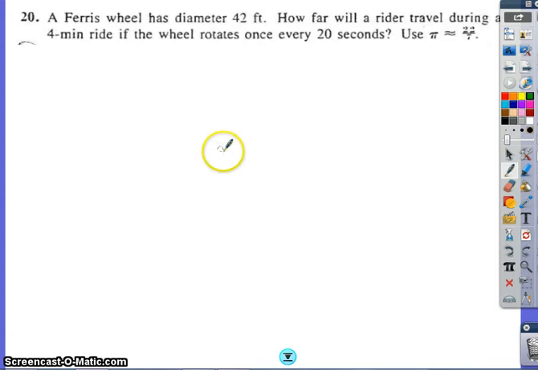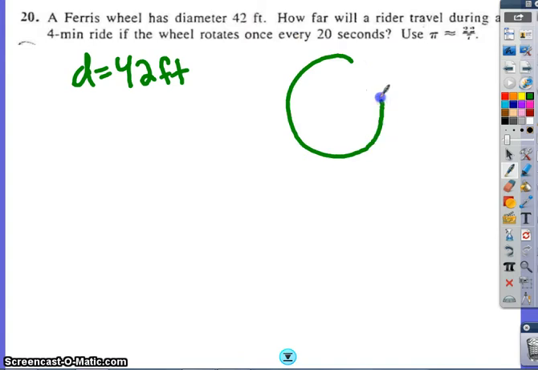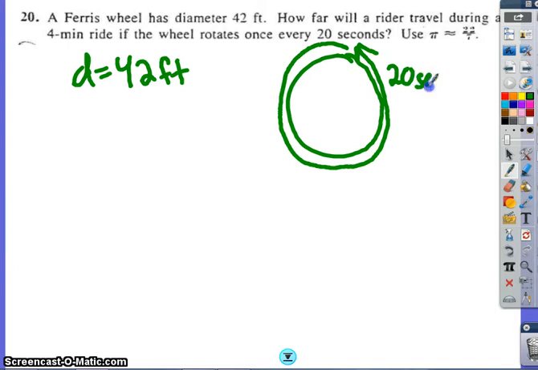Going on to the next one, something slightly different. A Ferris wheel has a diameter of 42 feet. How far will a rider travel during a 4-minute ride if the wheel rotates once every 20 seconds? What that means is that if you have the wheel, it's going to go around and your bucket is going to make it all the way back to the starting point every 20 seconds.